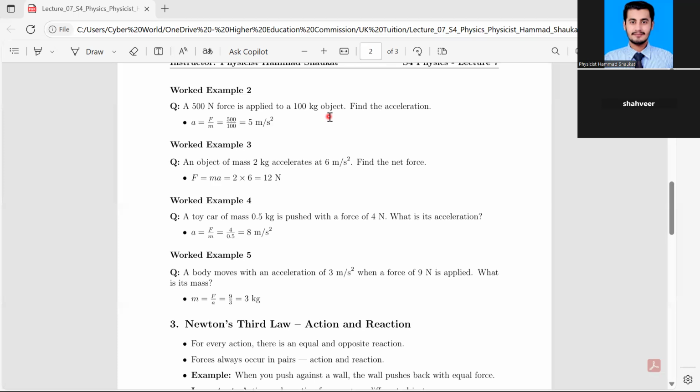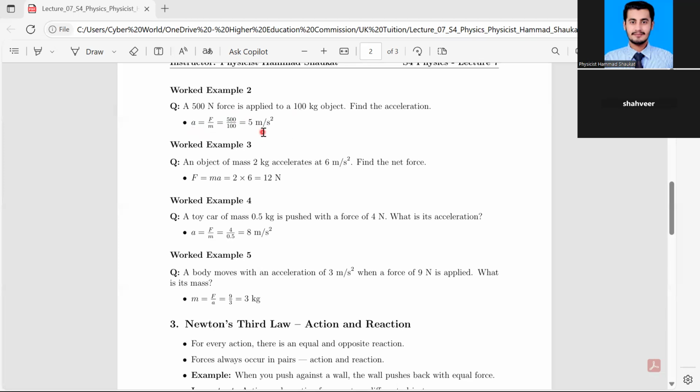F equals ma, and then just switching the a and the F. Yes, by switching and substituting. So, a becomes equal to F by m, right? F in the numerator, which is 500, and mass in the denominator, which is 100. By putting the values, 500 divided by 100, you will get your answer, which is 5. And you must apply the unit. You know the unit of acceleration? Meters per second squared.